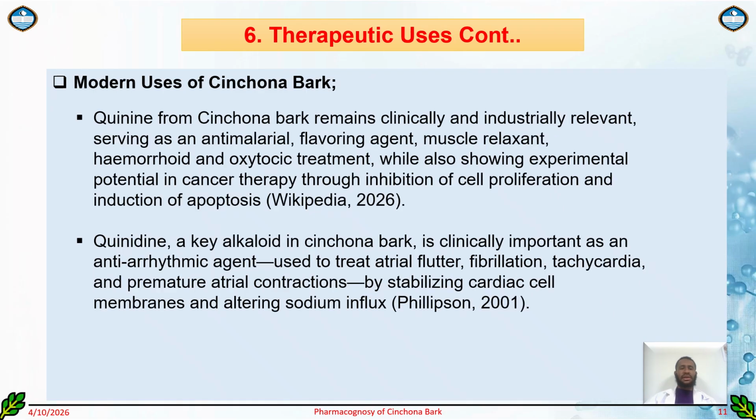Modern uses of cinchona bark. Quinine from the cinchona bark remains clinically and industrially relevant, serving as an anti-malarial, flavoring agent, muscle relaxant, hemorrhoid and oxytocin treatment, while also showing experimental potential in cancer therapy through inhibition of cell proliferation and induction of apoptosis. Quinidine, a key alkaloid in cinchona bark, is clinically important as an anti-arrhythmic agent used to treat atrial flutter, fibrillation, tachycardia, and premature atrial contractions by stabilizing cardiac cell membranes and altering sodium influx.